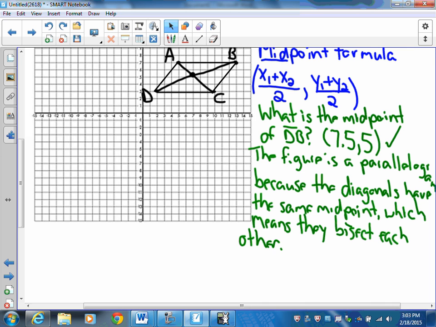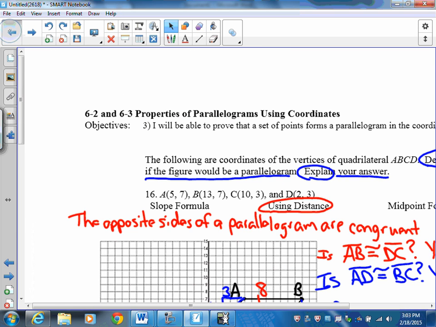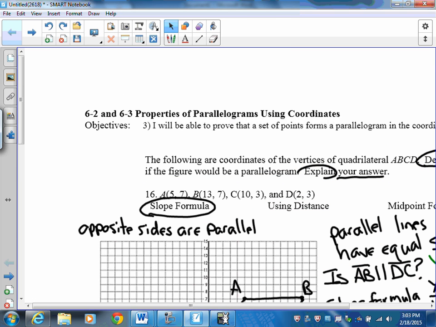And that's it. In this video, we showed ways that we can figure out if we have a parallelogram using the midpoint formula, distance, and the slope formula. I hope that was helpful.